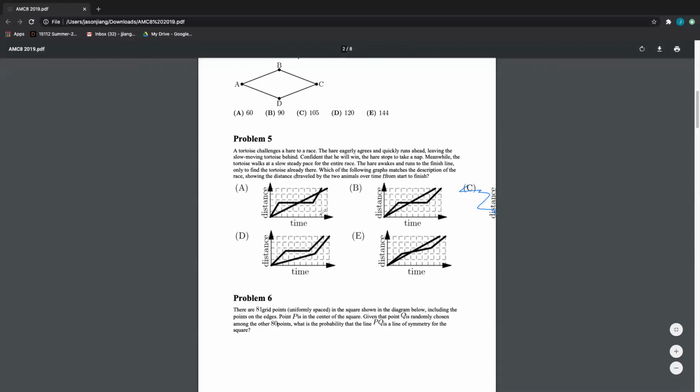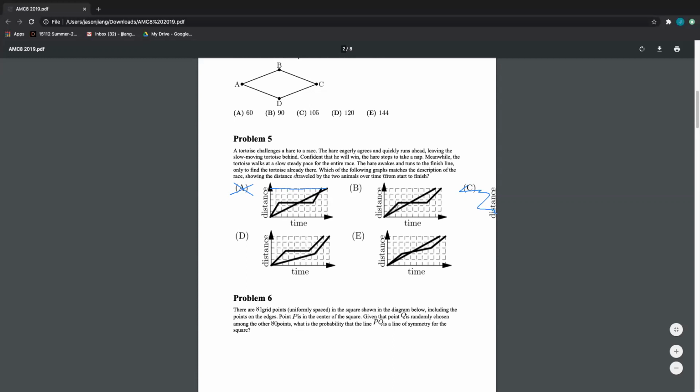Okay, let's look at graph A first. So we know that the one that's not changing at all is probably going to be the tortoise, right? You see our axes are distance and time. So this is probably the finish line then. Okay, so by this graph, the tortoise would arrive after the hare. So we can immediately rule this one out because we know that the tortoise is supposed to win the race.